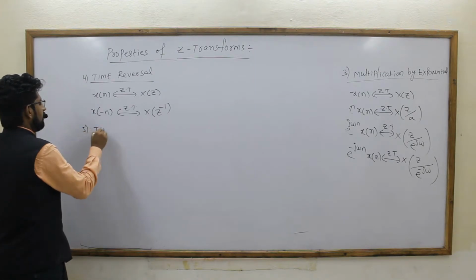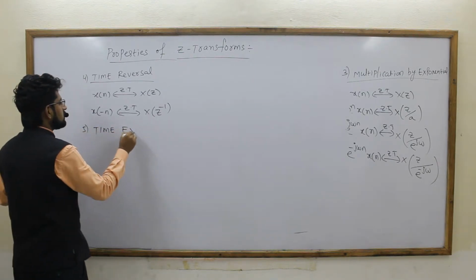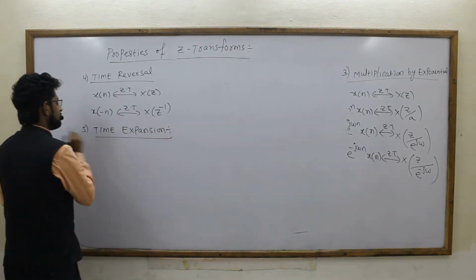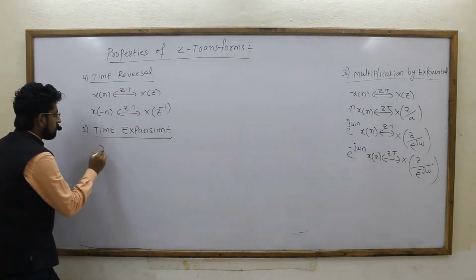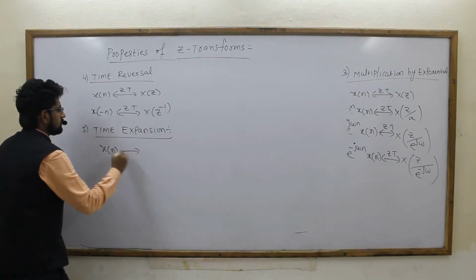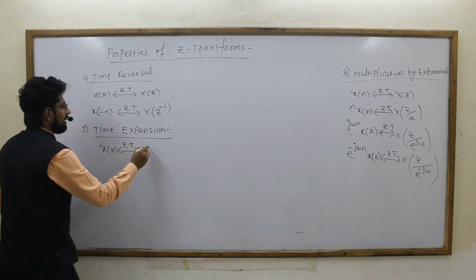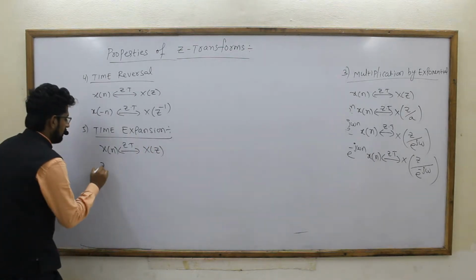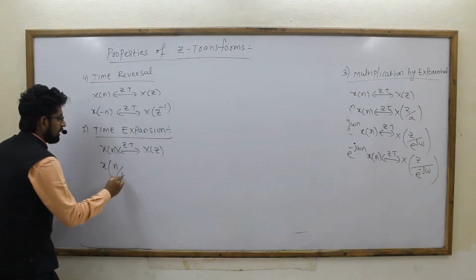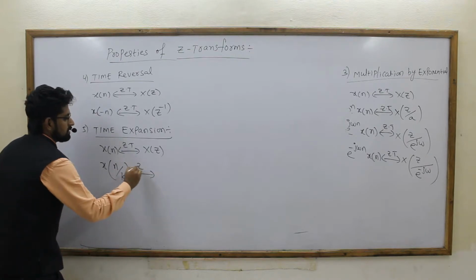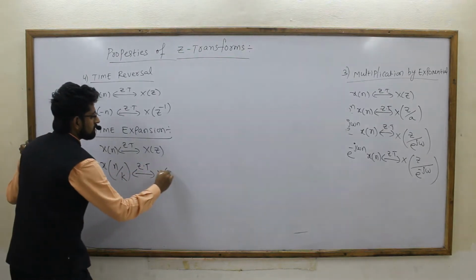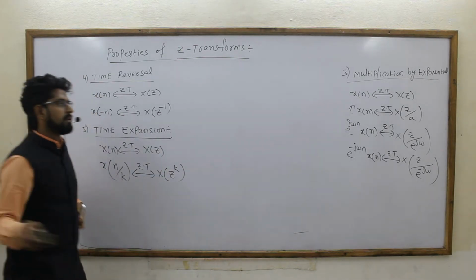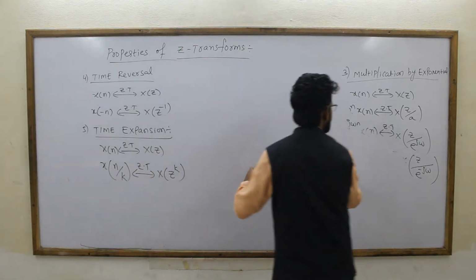Fifth one we have time expansion property. x of n whose Z transform is X of z. Now time expansion, expanding time. x of n by k has the Z transform X of z power k. This is the time expansion property.